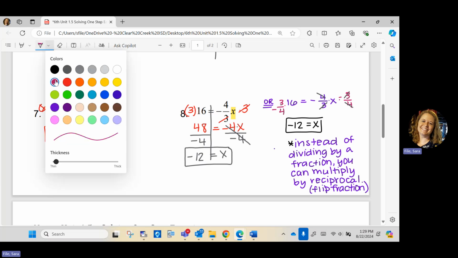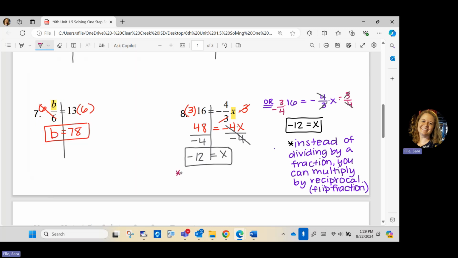Here, what we did on this side, we broke the fraction into 2 steps. So those were my 2 options. I can do it one of those methods.